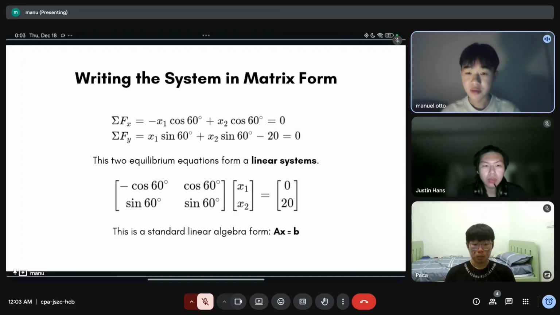And these two equilibrium equations together form a linear system. So instead of writing them separately, we express them in matrix form, Ax = b, and this shows clearly how physical equilibrium laws can be translated directly into linear algebra.